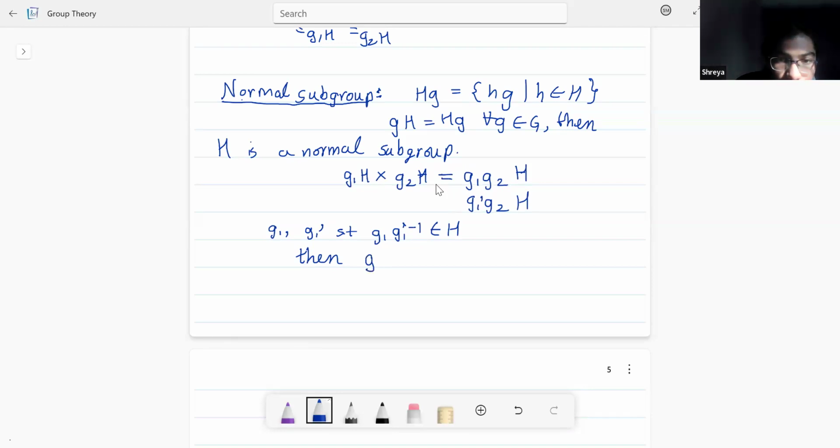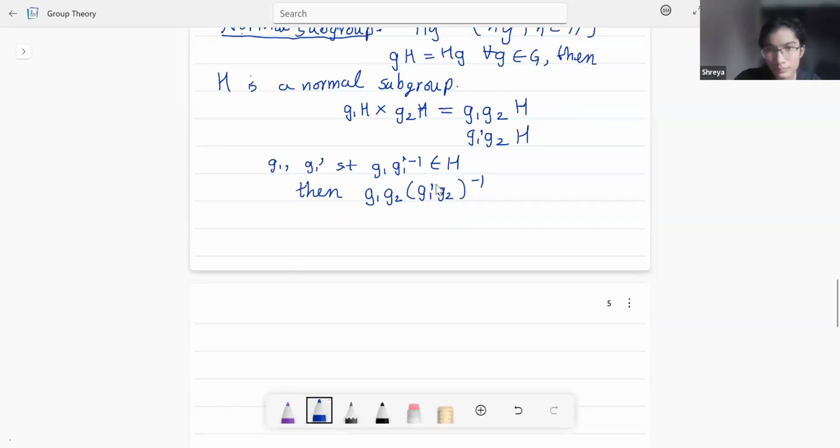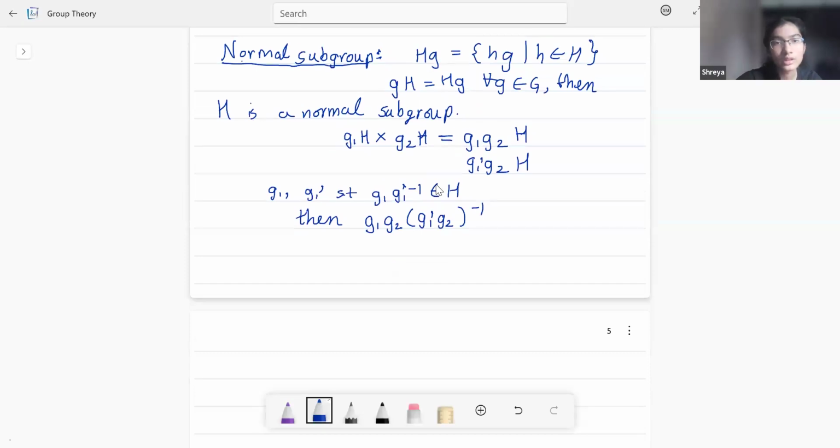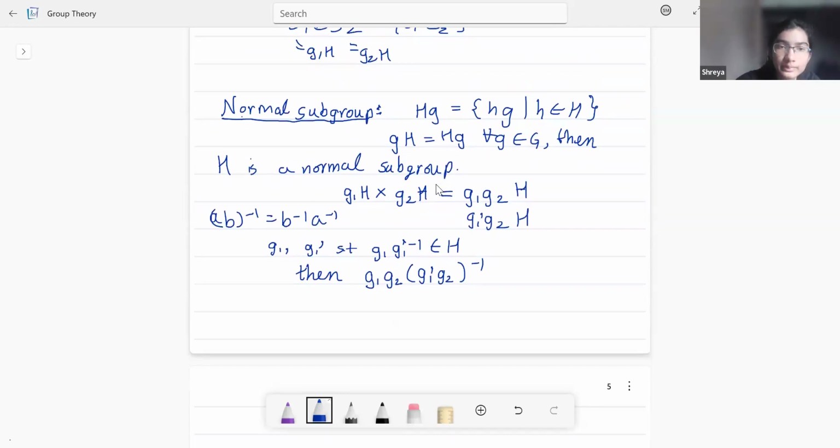So then we want G1G2 times G1 prime G2 inverse. In general, if you want to take the inverse of a product, (AB) inverse is equal to B inverse A inverse. It just works out. If you multiply on the right, these two things will cancel, then you'll get A inverse, and this is just identity. And similarly on the other side it works out.